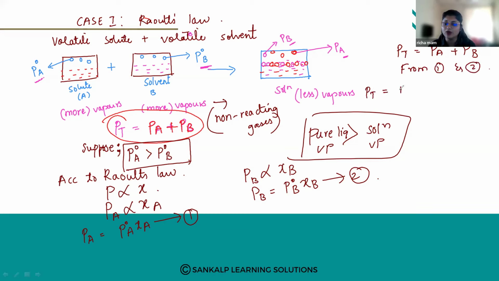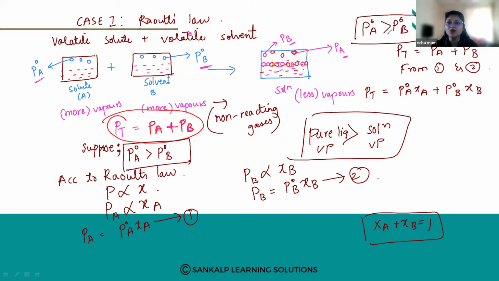So PT will be equal to P naught of A into psi of A plus P naught of B into psi of B. Now we know one more condition, that psi A plus psi B equals 1. Right, we know this condition. Now I want to express it such that P naught of A is greater than P naught of B, that is, the solute is more volatile than the solvent. So don't forget this condition. I want to take everything in P naught A, that is, in component A form.